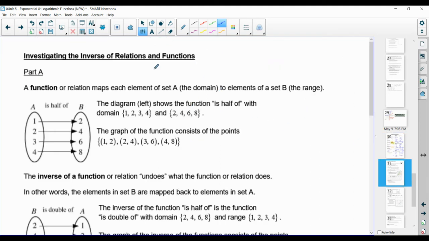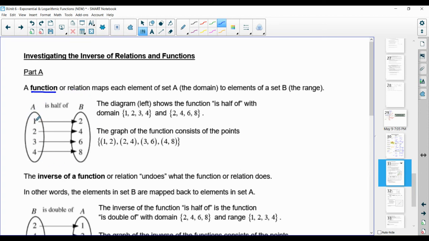All right, so we're going to just go through a couple investigations here and look at what an inverse actually is. So first of all, going back to some of the words you would have been introduced to in grade 10, a function or a relation maps each element of set A, and set A would be our domain, to the elements of set B, which would be our range. So this is something called mapping notation. We've used this before, especially in grade 10.